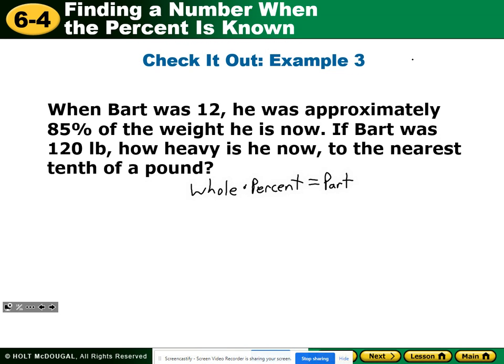Yes, ma'am? Who names their child Bart? Bart Simpson. Bart Miller lives here in town. But that was before the Simpsons show.